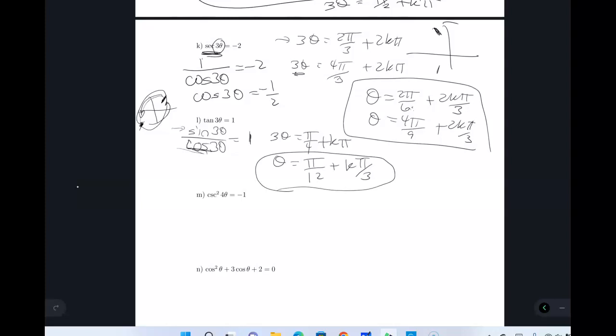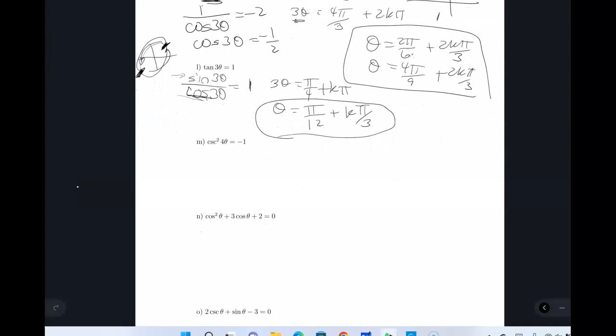If you didn't notice they were pi apart from each other, you could say 3 theta is pi over 4 plus 2k pi, 3 theta is 5 pi over 4 plus 2k pi, and divide. It's okay to have more answers, just as long as you can identify what my answers are.